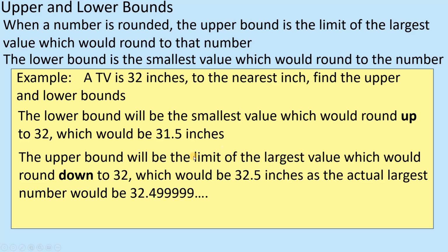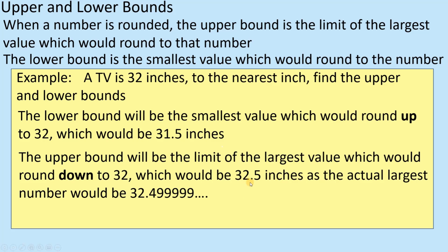The upper bound is the one people don't like. It's the limit of the largest value which would round down to 32, so it's actually going to be 32.5. The argument is always, it can't be 32.5 because that rounds up to 33. But the actual largest value would be 32.4999 recurring. I'm not going to write that, because we're specifically looking at the limit, and because we are talking about bounds, our limit is 32.5.